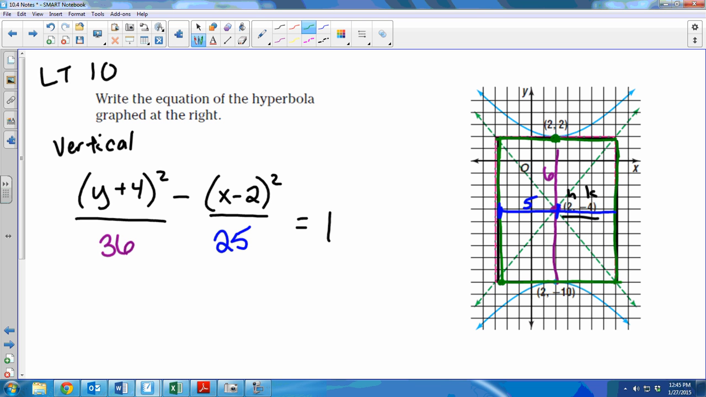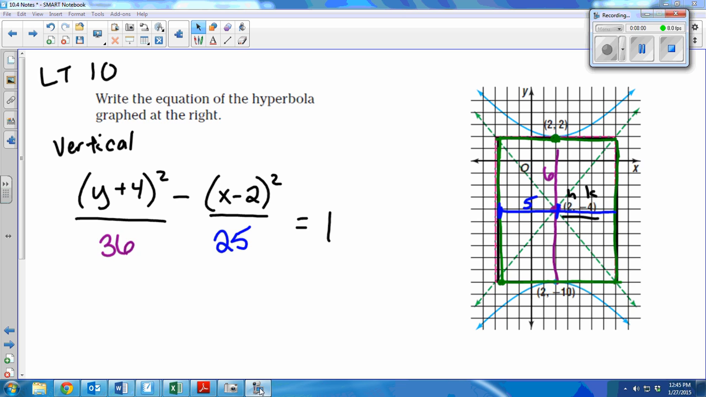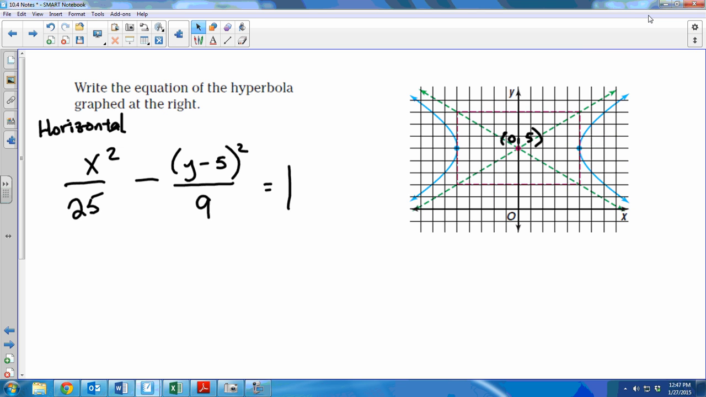Questions about that example? All right, then. I want you to try the second one. I'll give you a minute or two to try the second one, and then we'll go over that one. So this is what you should have for the second example. x minus 0 is acceptable. So A is from the vertex to the center, so that was 5. So 5 squared is 25. B is from the center to the side of that box, so that's 3. So 3 squared is 9. Any questions about that at all? Okay, then we are done with learning target 9 and 10.